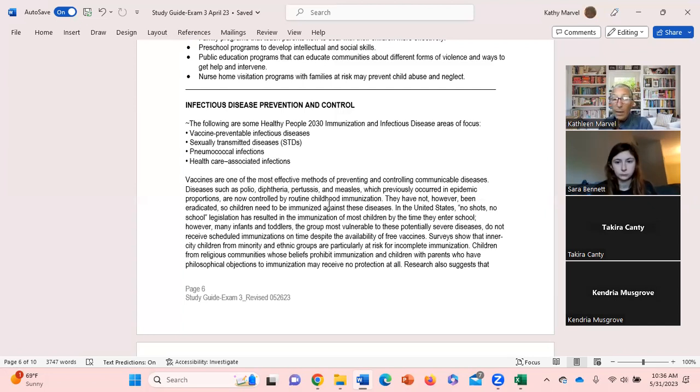Okay, and it talks about the childhood immunizations, the diphtheria, pertussis, measles. All right, so have a look at this paragraph here with regards to vaccines and how we educate, how we identify who are the high-risk groups that may not be vaccinated.